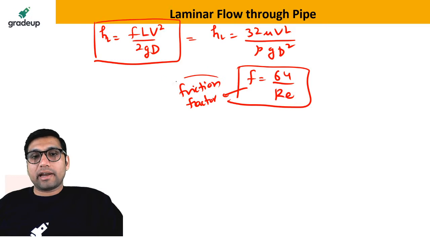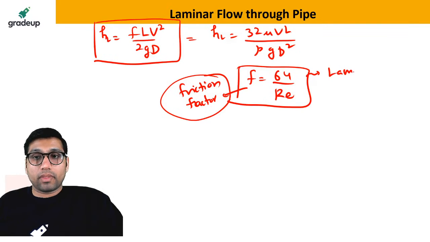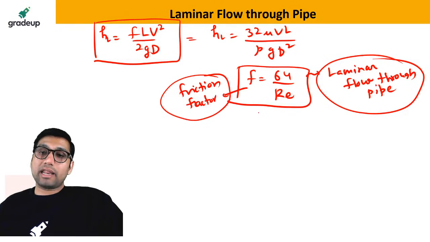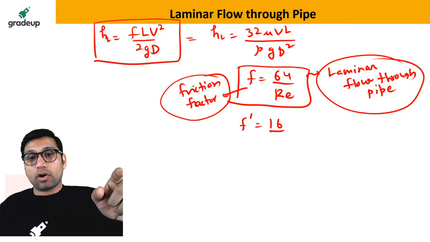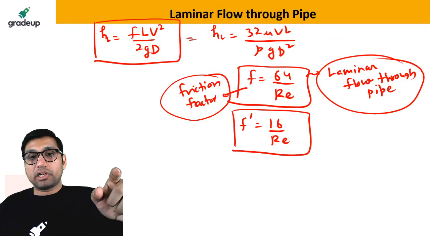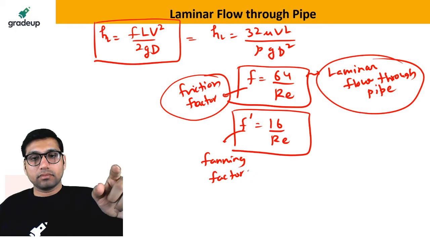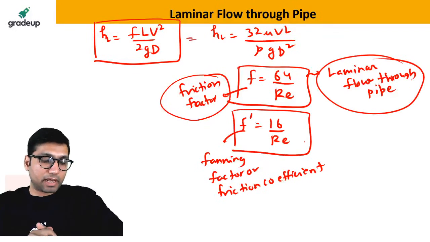So my dear, we are getting the friction factor. This is the formula for friction factor in terms of Reynolds number for laminar flow. If it is laminar flow through a pipe, we can simply find the friction factor by using this relation, 64 by Reynolds number. One more thing: the friction coefficient, also called the Fanning factor, is equal to 16 by Reynolds number. It is also for fully developed laminar flow through a pipe.